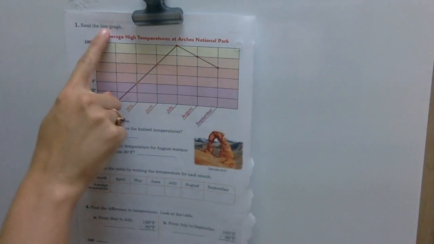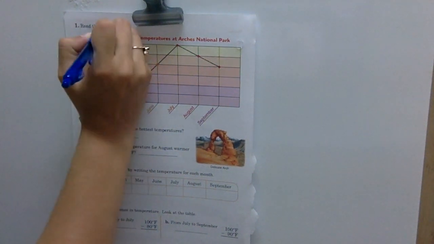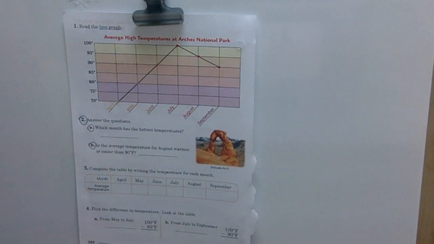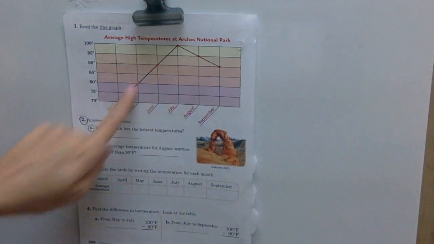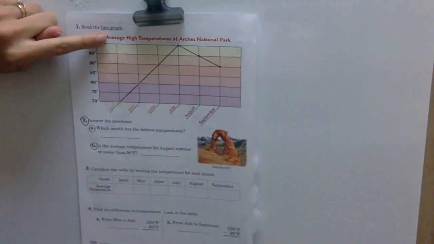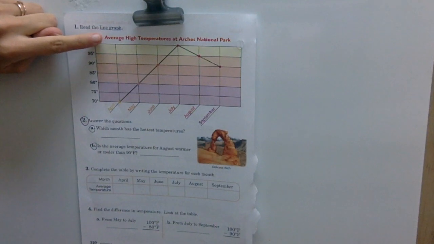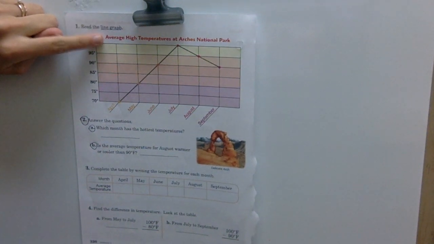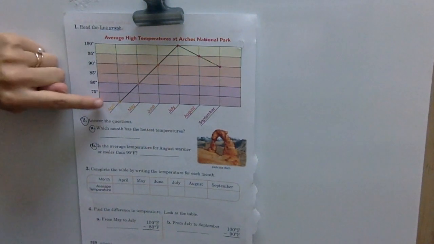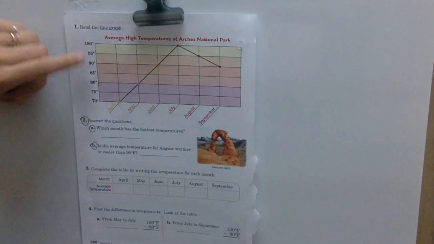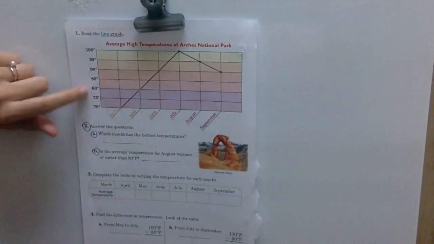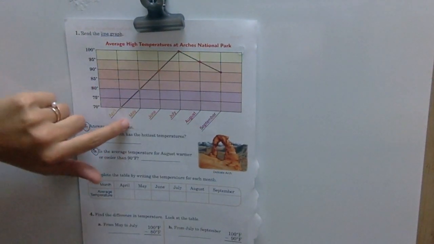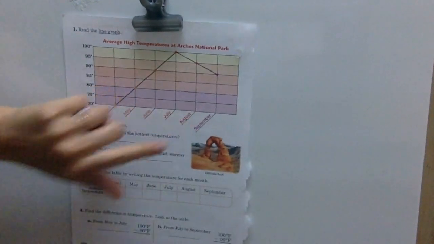Okay, so this is, let's see. Do you see a picture, really, on this graph? Not really, no. And it even tells us what kind of graph it is in the question. Read the line graph. Everybody underline line graph for me. This type of graph is called a line graph because the information is being connected by a line. Okay, so we've got the title, the average high temperatures at Arches National Park. This is going to tell us how high the temperatures are. You see how they have degree symbols? So right here where this little dot is, it's 80 degrees, okay? And then right here on the bottom is where we have the months.